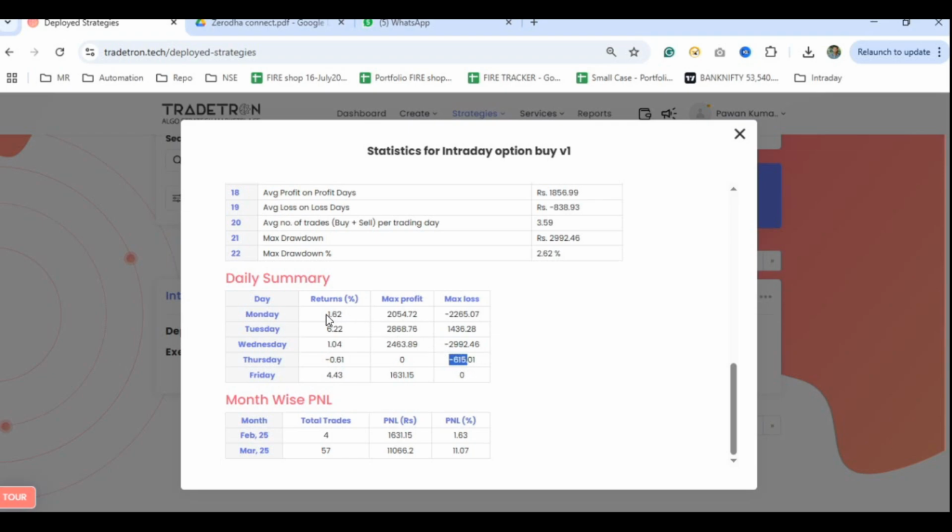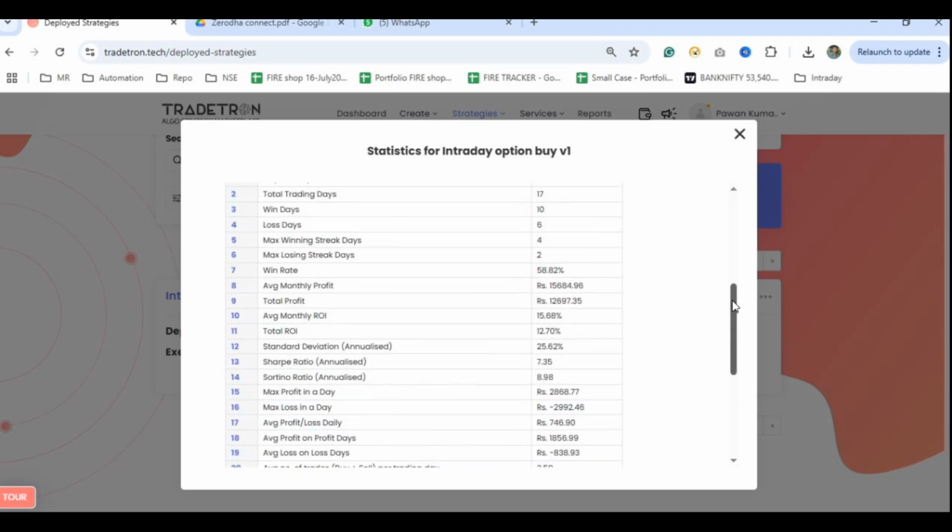So as you see, on a daily basis, this is the performance. Monday usually we get 1%, Thursday 6%, Wednesday we are getting 1%, Friday 4%. Then you see on the March total trades, and this is the amount we got. So these are the statistics till now, and I will be continuing this.